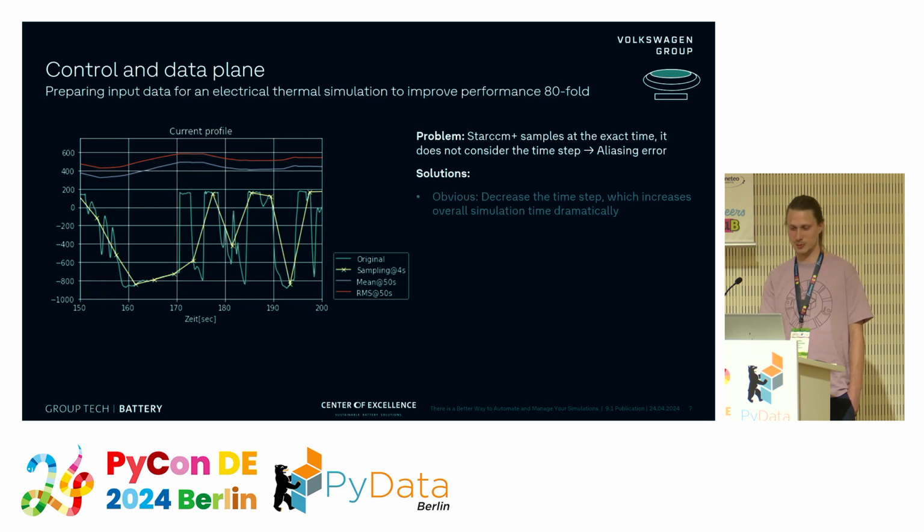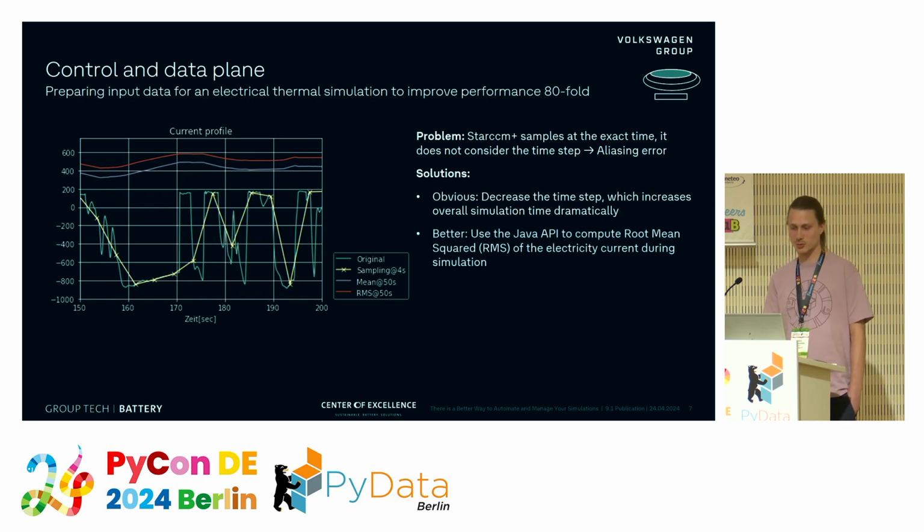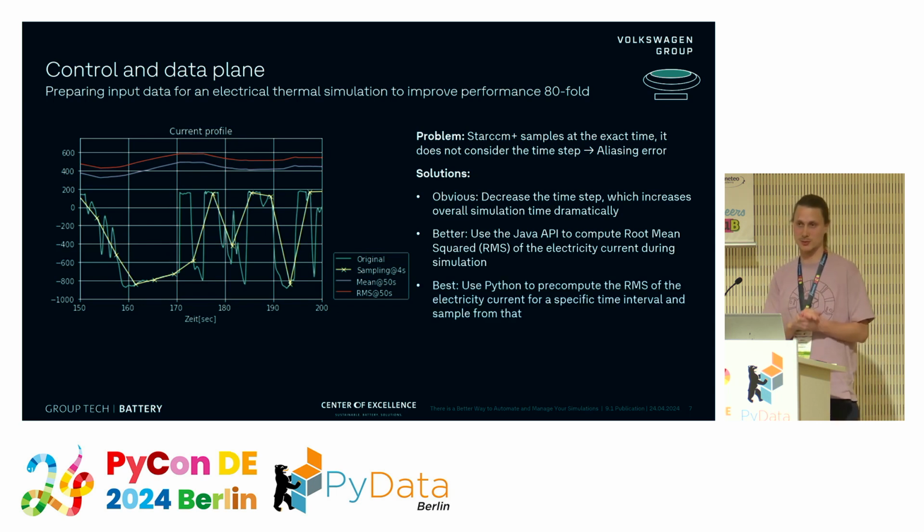So probably the obvious solution is to just decrease the time step. But this increases, of course, the overall simulation time. A better solution would be to use the Java API of StarCCM Plus to calculate the root mean squared of the electricity current, which is like the effective current, and then sample from that value. But now you couple your simulation tightly with the Java program, and this creates a whole lot of different problems. So I think the best solution is to use Python to pre-compute the RMS of the electricity current for a specific time interval and then sample from this.